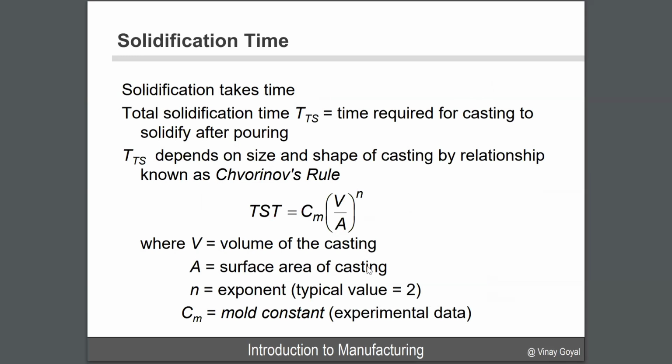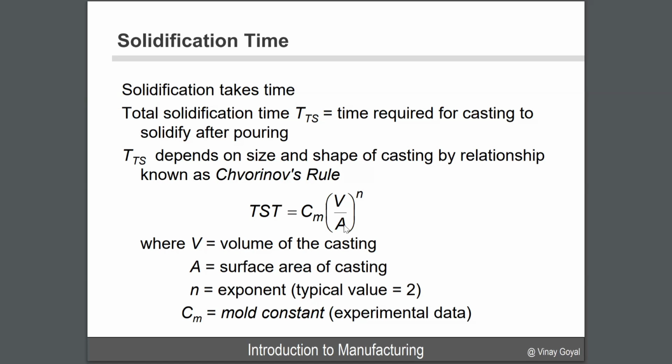Solidification typically takes time. The total solidification time is the time required for the casting to solidify after pouring. So basically, what time lapse is required for the casting to solidify after you pour it. And so that solidification time, which I'm going to call TTS, really depends on the shape and size of the casting by this relationship that you see here. Now Cm here is the mold constant. It's an experimental value. V is the volume of the casting. A is the surface area of the casting, while n, the exponent, is typically 2.